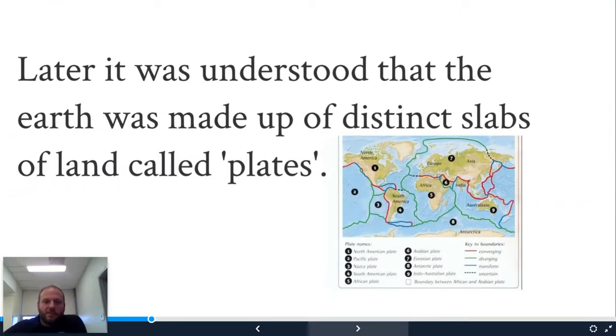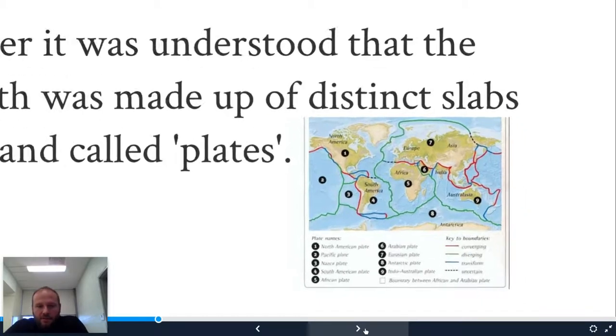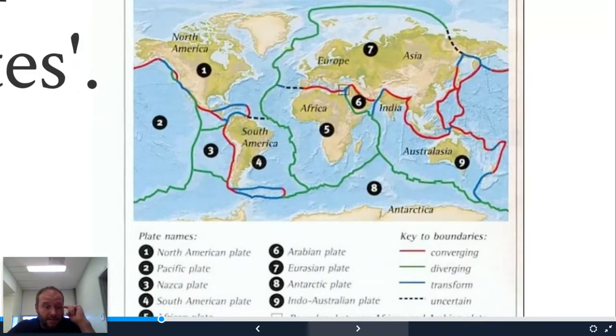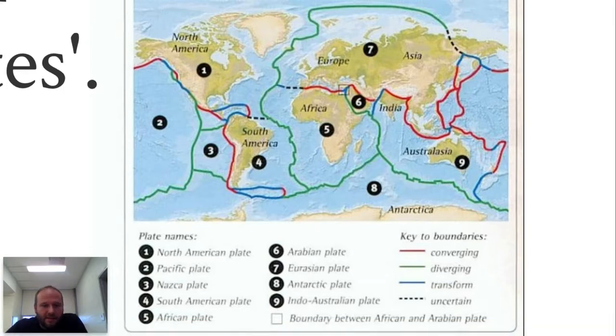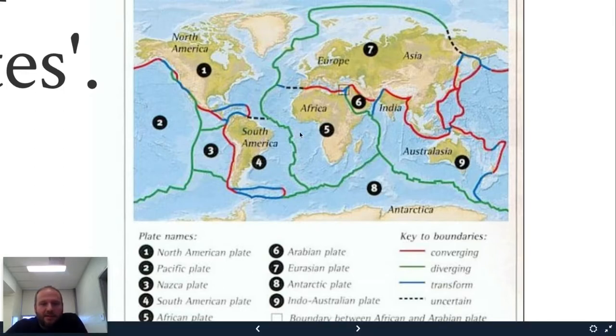Later, it says, it was understood that the Earth was made up of distinct slabs of land called plates. If we zoom in here, you can see there are many different plates. These are just the main plates. North American plate, Pacific plate, which is in the ocean here, then we have the Nazca plate, however you say that, South American plate, African plate, Eurasian plate, Indian plate. So there are all different plates, all split up all over the place.